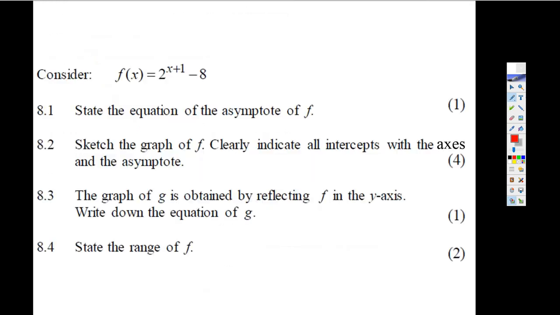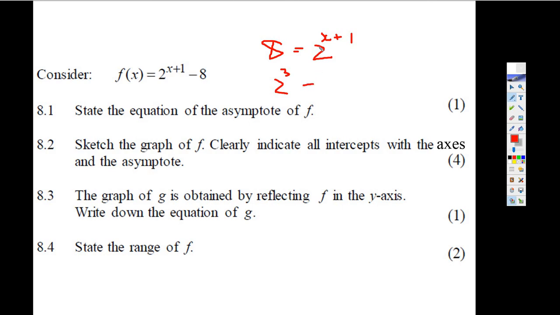Our next problem is to find the x-intercept. And so that's a little bit harder. We have to put 0 here. And then we add 8 to both sides. And so we're going to have 8 equals 2 to the x plus 1. But you know that 8 is 2 cubed.